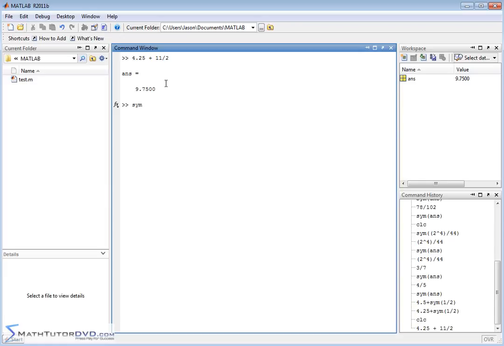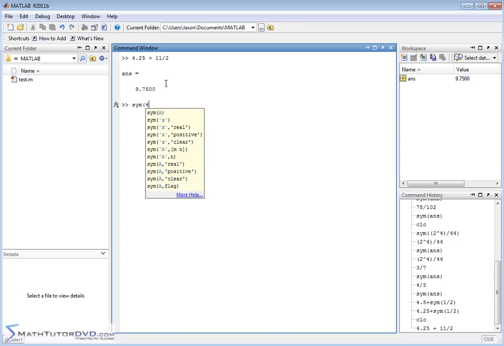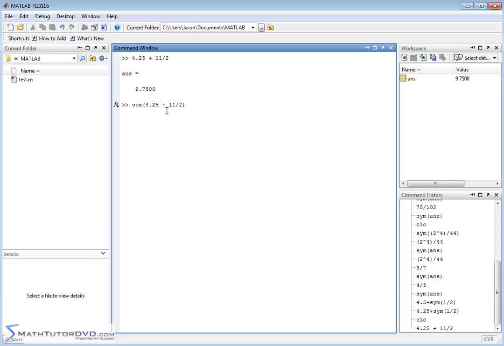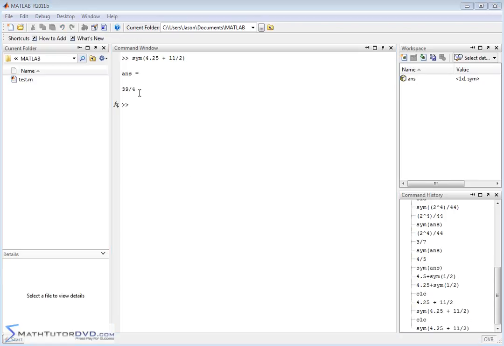And we've been doing this all day, but if you wrap a decimal plus a division inside of the symbol operator, no matter what you wrap in the symbol operator, MATLAB is going to attempt to treat the answer as a fraction, a pure number, so 39 over 4, right? Let me retrieve the last calculation. We get 39 over 4 for this calculation.